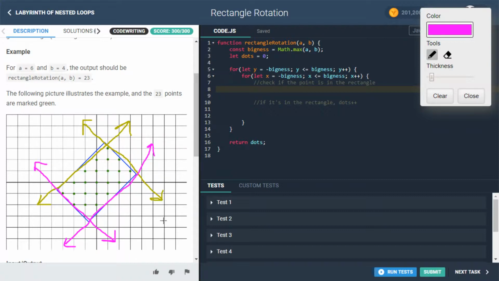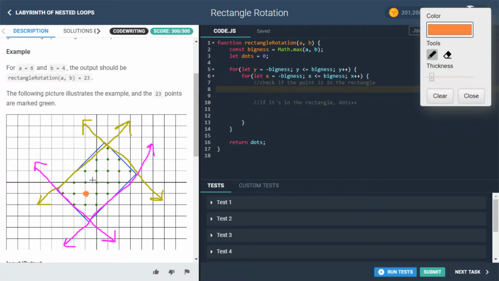Okay, so basically the idea is that we have 4 lines. They're going to form the border of our rectangle over here, and that's what we're going to go with for now. So if we are able to find the equations of these lines, then we should be able to figure this out, because let's say we're looking at a dot right here. Okay, so basically we've got this over here.